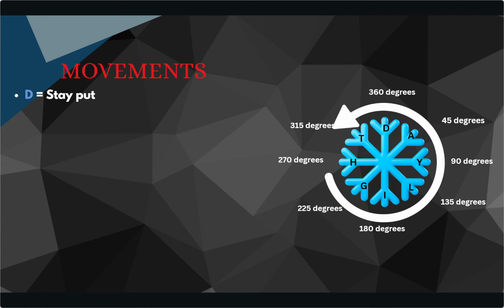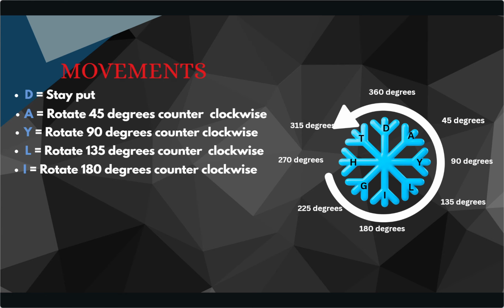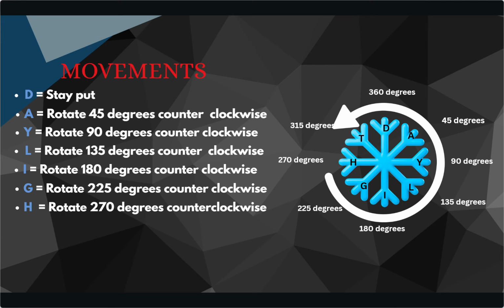D is stay put or do nothing. A, rotate 45 degrees counterclockwise. Y, rotate 90 degrees counterclockwise. L, rotate 135 degrees counterclockwise. I, rotate 180 degrees counterclockwise. G, rotate 225 degrees counterclockwise. H, rotate 270 degrees counterclockwise. And T, rotate 315 degrees counterclockwise. And I will show you how to rotate the given movements.